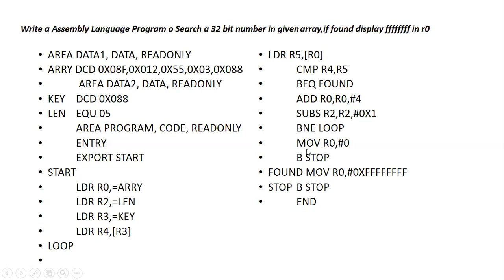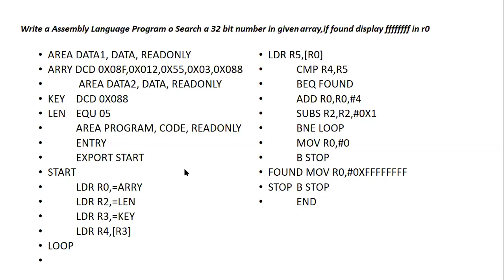So what's the next instruction? Move R0, comma 0. When no element is found, 0 will be loaded to R0. And what we are going to do is branch to stop, and we are transferring the control to stop. So now our program is going to end here. So hope you understand this.